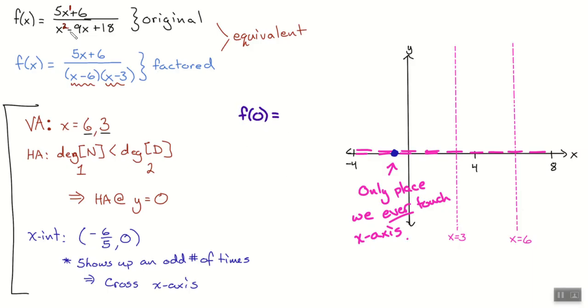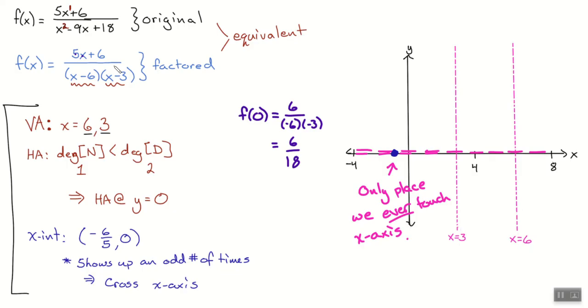I can plug into blue or black. Black or blue, doesn't matter. Which one do you want to plug into, Yale? Blue, sure. If I plug in 0 for x, what's 5 times 0, plus 6? So it's a positive 6 over, let's do it in the denominator, 0 minus 6 and 0 minus 3. So that'd be a -6 times a -3, which is 18. I plugged it in here, and I'll even go back further. f of 0 is 6 over 18.